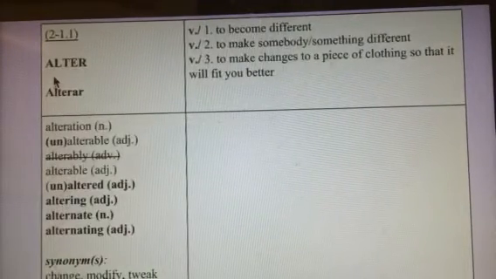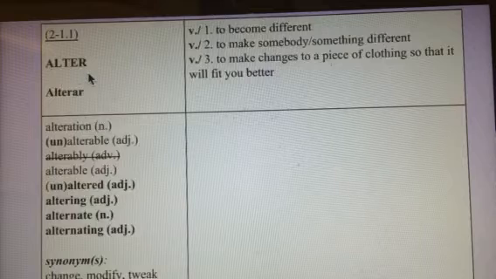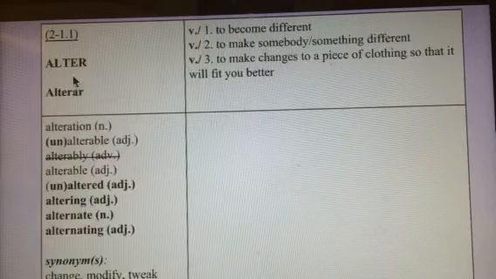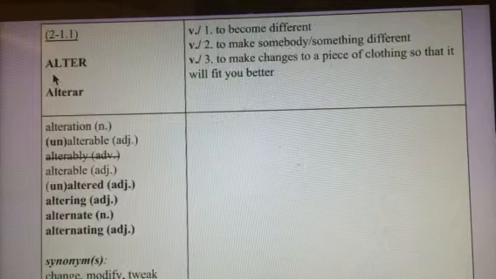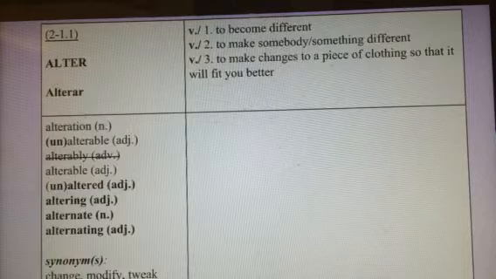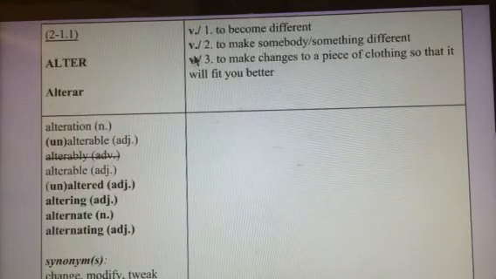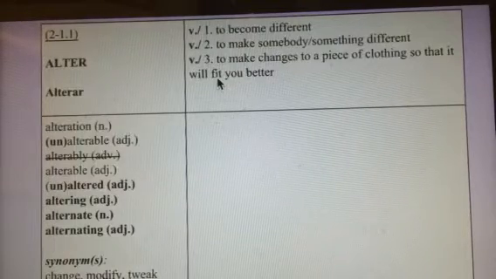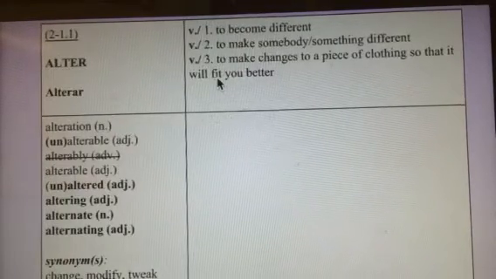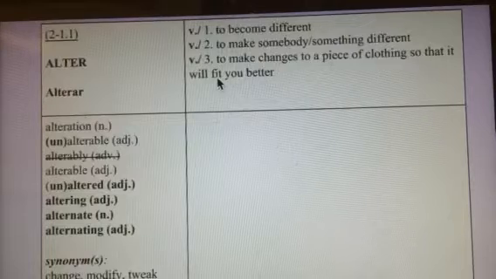Alter has two syllables, al-ter, and the emphasis or stress is on the first syllable, al. So we say alter, alter. In Spanish, alterar. We have three definitions, all of them verbs. So let's take a look at each of them individually.